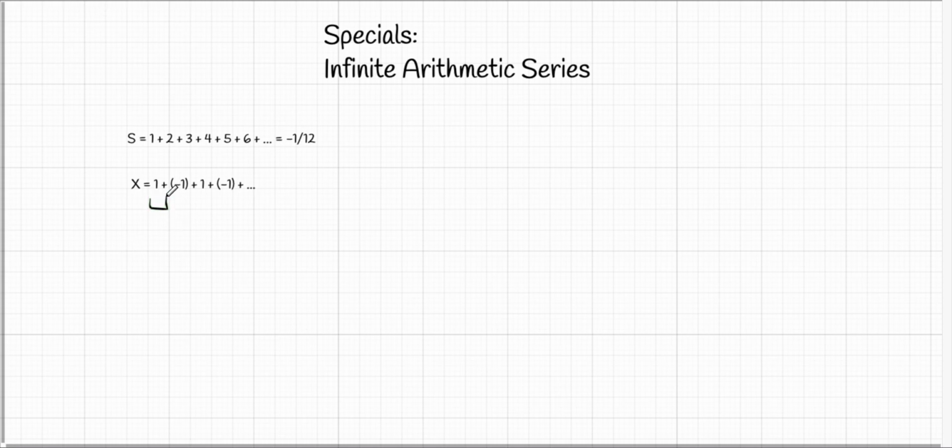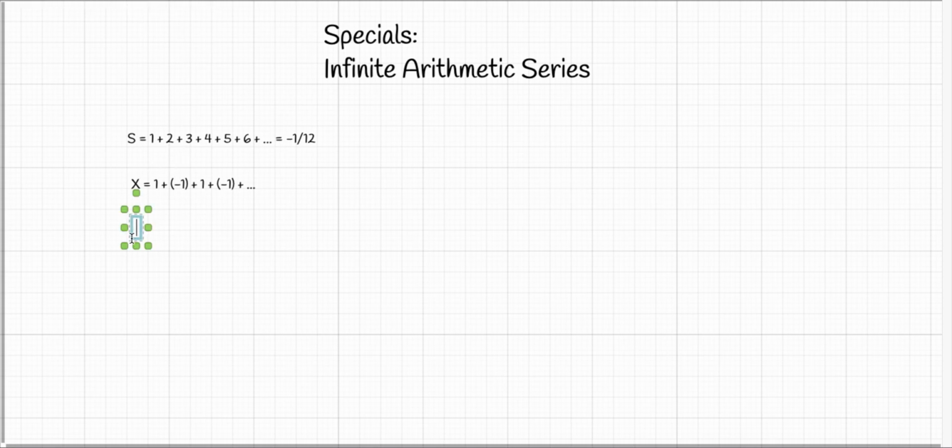If you look at the first term, it's just 1. If you look at the first two terms, it's 0. If you look at the first three terms, it's 1 again. 1 minus 1 plus 1 is 1. And then if you look at the first four terms, it's 0 and so on. So it just alternates or oscillates between 0 and 1. So which one is it? In truth, it's neither 0 nor 1. Let's go through an algebraic proof of this.